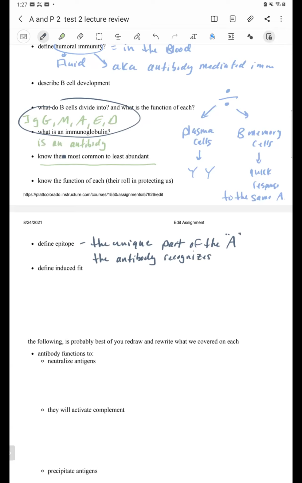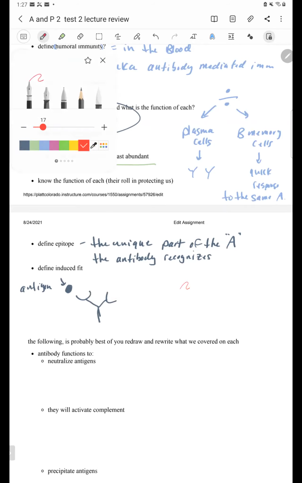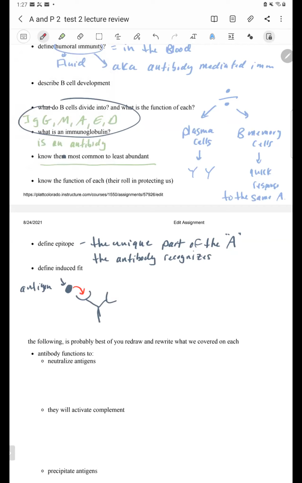Okay, an induced fit is that unique interaction. So if this is the antigen, and there's your antibody, you could tell just by looking at this that this would fit nicely into there. So that's an induced fit. It's a highly specific interaction, and this allows for a specific bond between the antigen and the antibody.